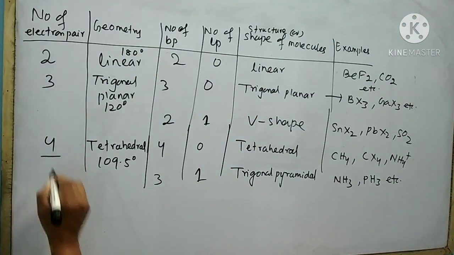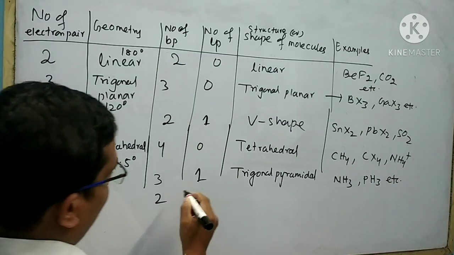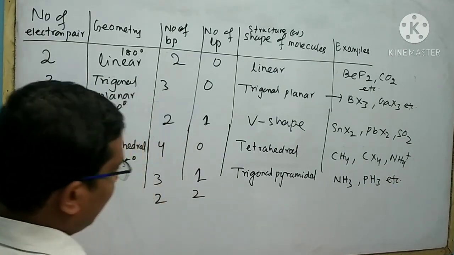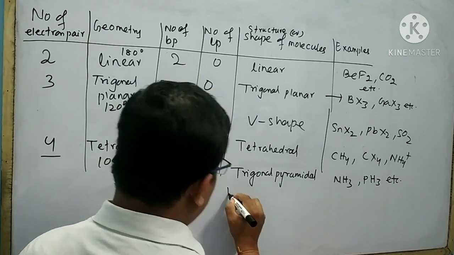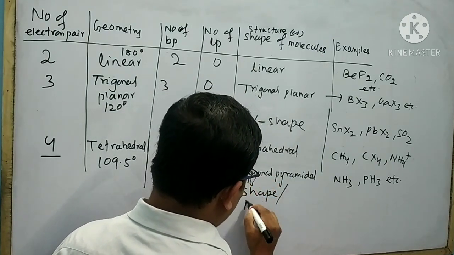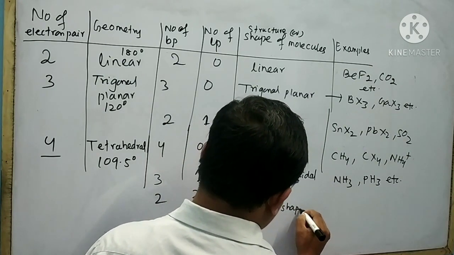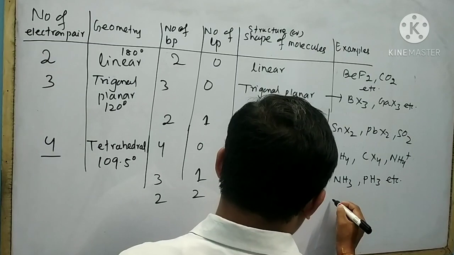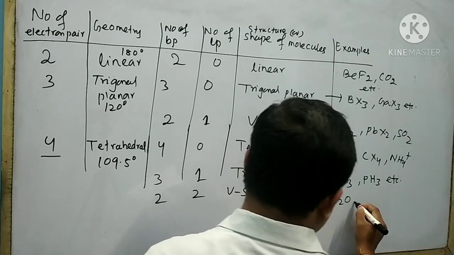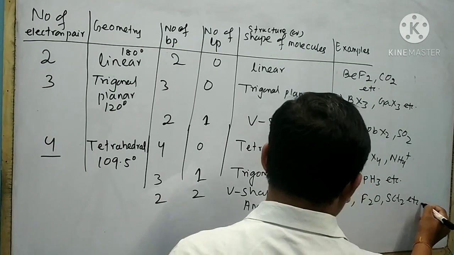Suppose among 4 electron pairs, 2 electron pairs are bond pairs and 2 electron pairs are lone pairs, then the shape of the molecule is V shape, or it is also called angular shape. The examples of V shape are H2O, F2O, HCl2, etc.